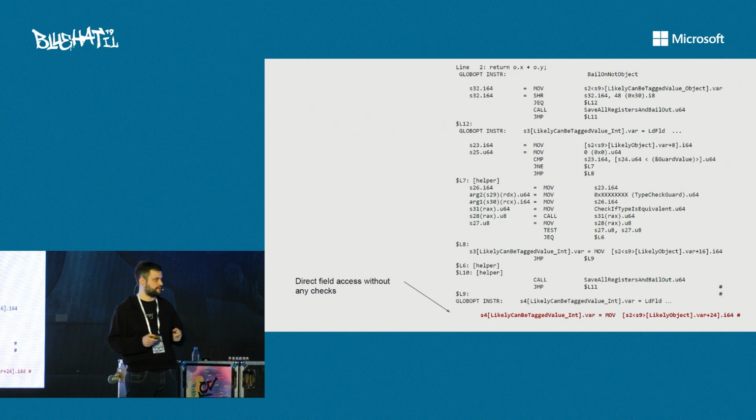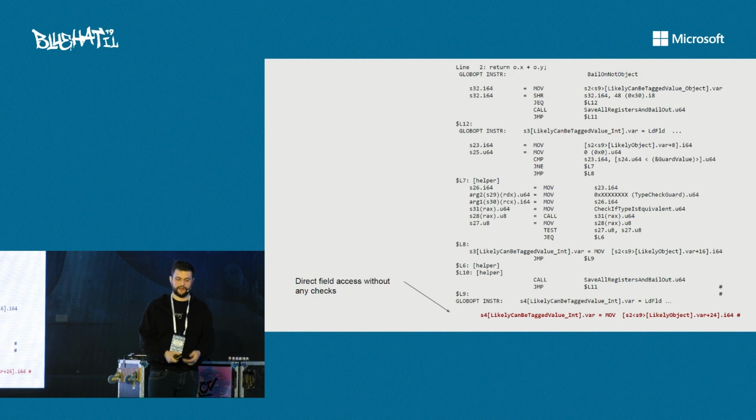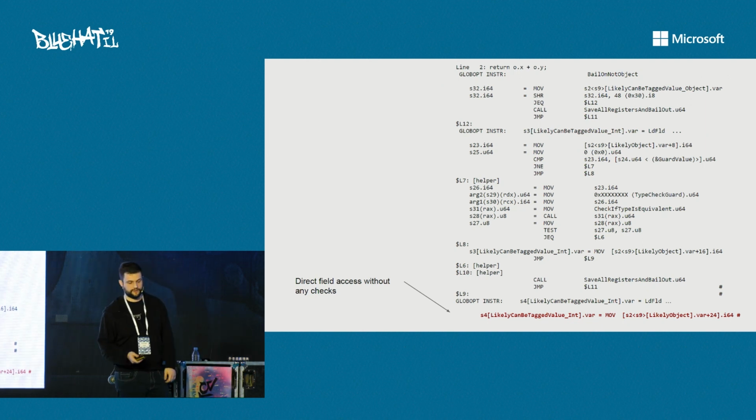Also, we can note that for the second property access, we don't run the checks again, which is pretty smart, right? Because we know that in between the two instructions, the type shouldn't have changed, so we don't have to recheck that the thing is actually a pointer and that it is of the type we profiled.